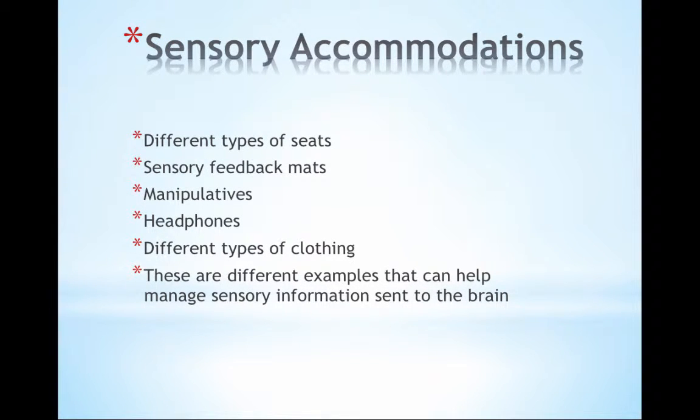There are also different types of sensory accommodations. You could give the student a different type of seat, for example, a bouncy exercise ball, a sensory feedback mat, manipulatives to play with, headphones. These are all different types of sensory accommodations that could be used for a student.